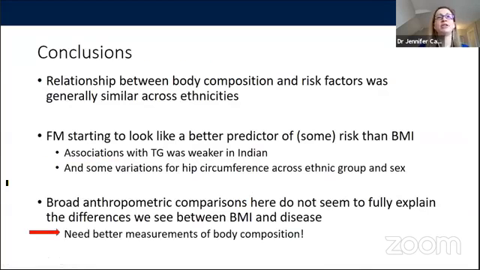Okay, and in conclusion, generally we saw a lot of similarities across the ethnicities in what we've looked at so far. And I think what this is really leading us to is that what we've seen here doesn't seem like it's going to fully explain the differences that we see between BMI and disease that I've presented earlier in my presentation, and which you saw in Sarah's presentation as well. And it really suggests that we need to have better, more in-depth measurements of body composition.